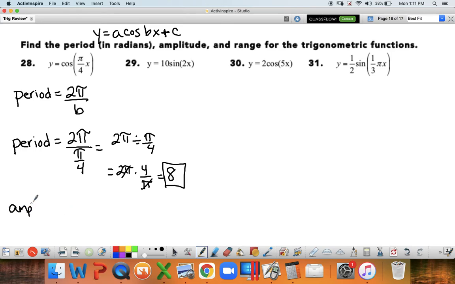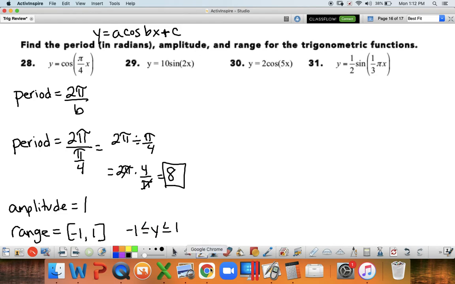My amplitude is just the value out in front. So what's the number in front of the cosine? 1. And then my range value, well, I'm not adding or subtracting anything at the end here. So my range is just going to go from -1 up to +1. Or if you'd rather write it in this notation, whatever makes the most sense to you, my range is going to go from -1 to 1 on the y-axis.